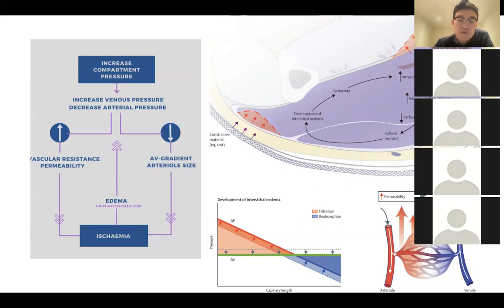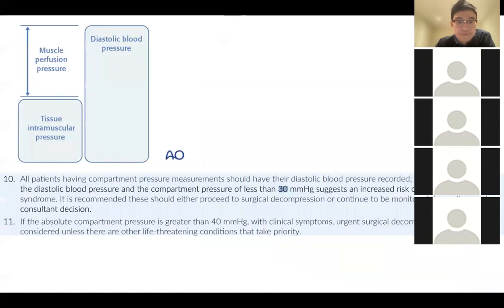So say the most common one we see for query compartment syndrome is a tight cast post-operatively. It causes increased pressure, increased capillary pressure on the venous system that decreases the perfusion pressure, and it causes the cells to die, and it causes a vicious cycle.